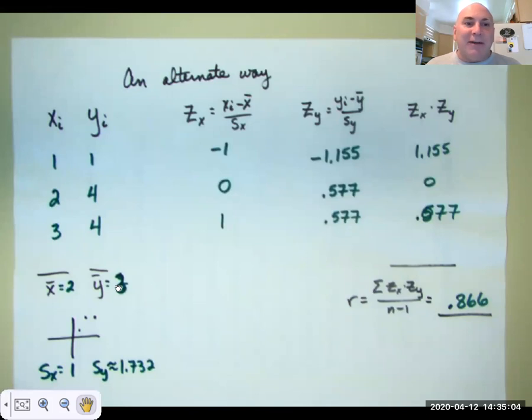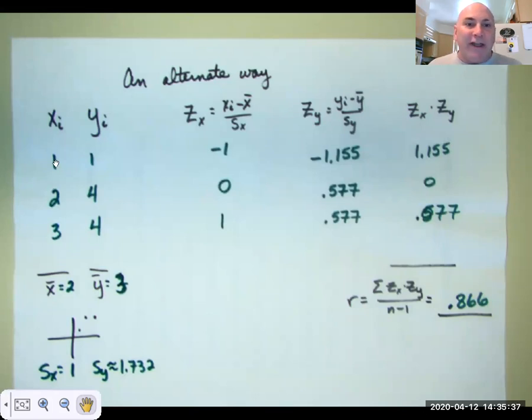If I were to use a calculator of some type, the standard deviation of the x's, so s sub x, is 1. The standard deviation of these three y values, s sub y, is approximately 1.732. So I'm going to use a table format. You might remember back in the good old days when we used a table format to calculate standard deviation. We're going to use a table format to calculate the correlation coefficient.